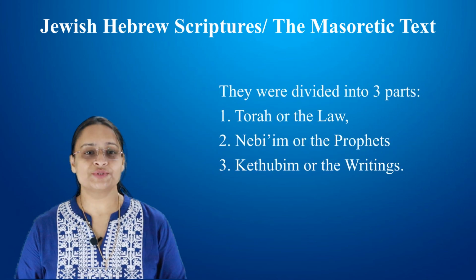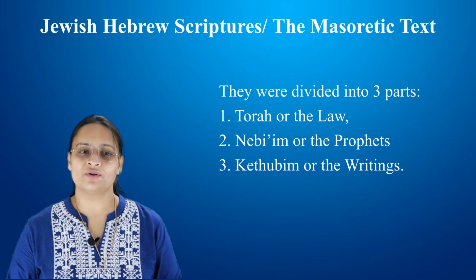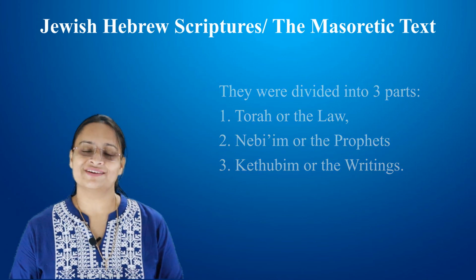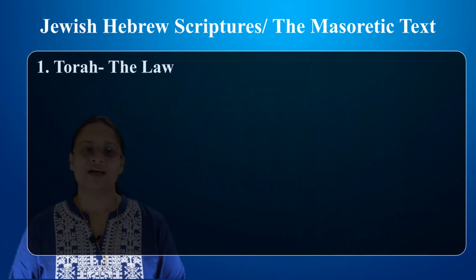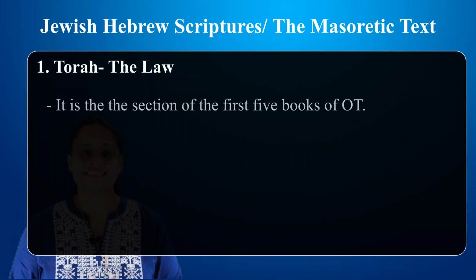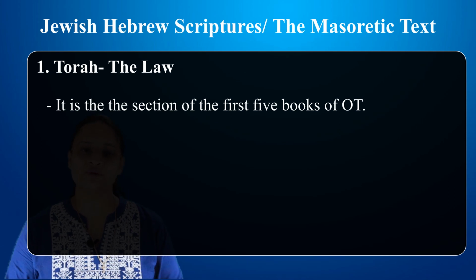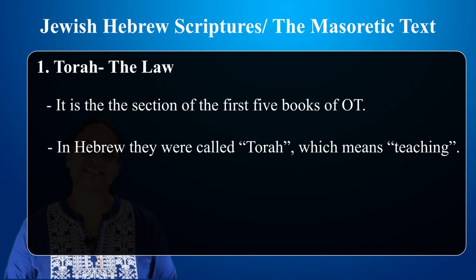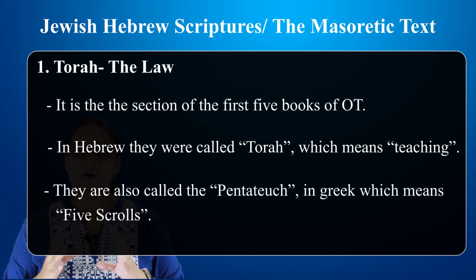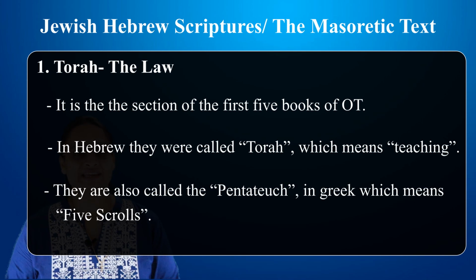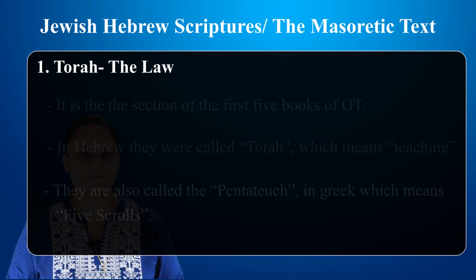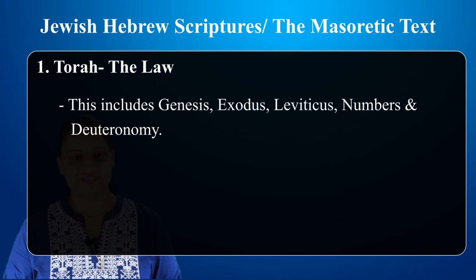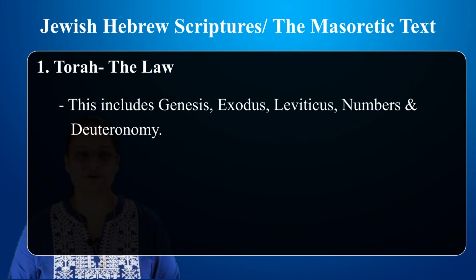They were divided into three parts: the Torah or the law, the Nebiim or the prophets, and the Ketubim or the writings. The law, which is Torah, is the section of the first 5 books of the Old Testament. In Hebrew, they were called Torah, which means teachings. They are also called Pentateuch in Greek, which means 5 scrolls. These include the books of Genesis, Exodus, Leviticus, Numbers, and Deuteronomy.